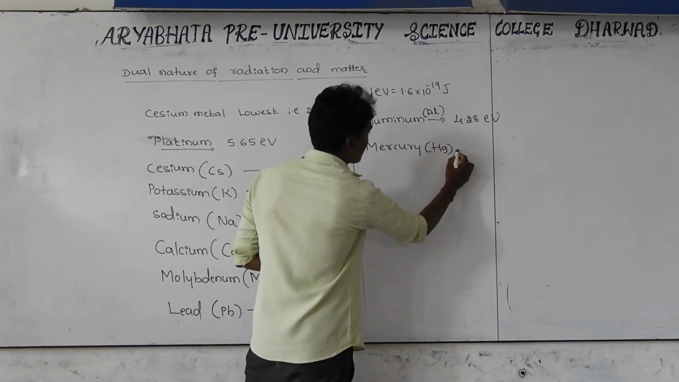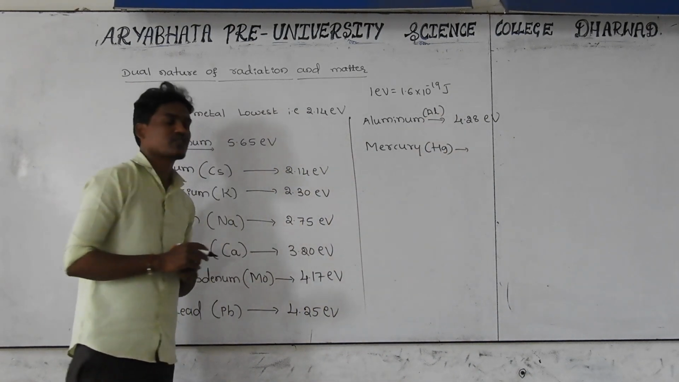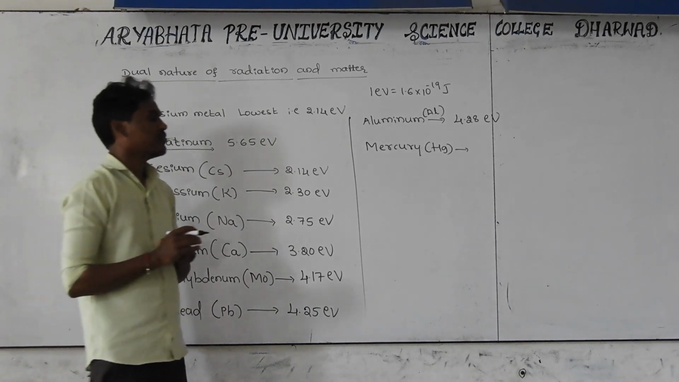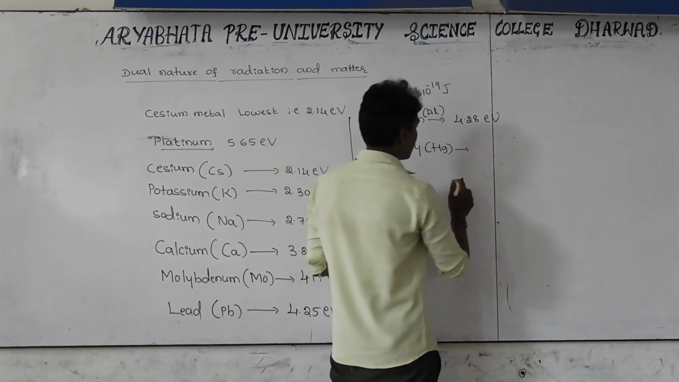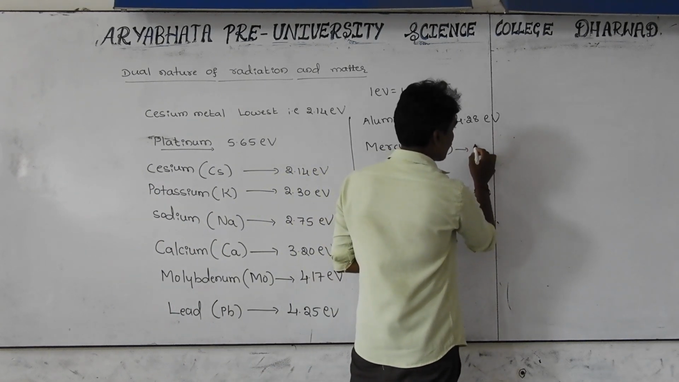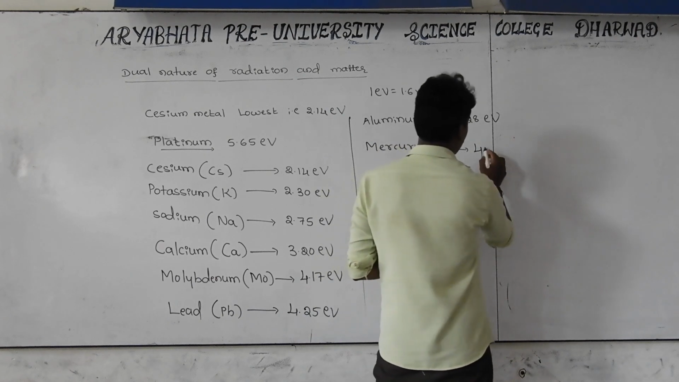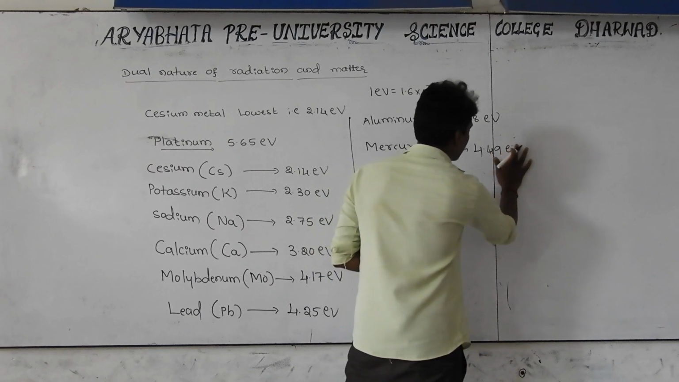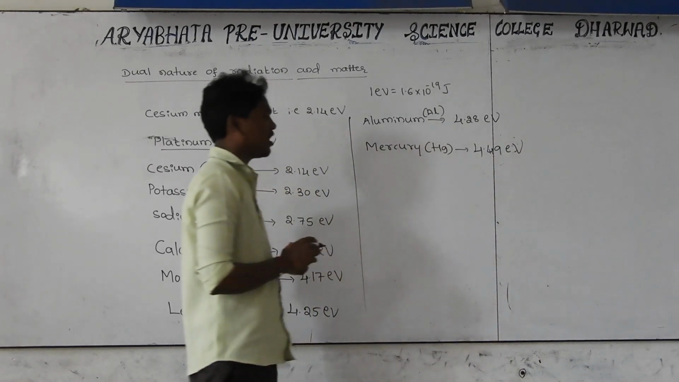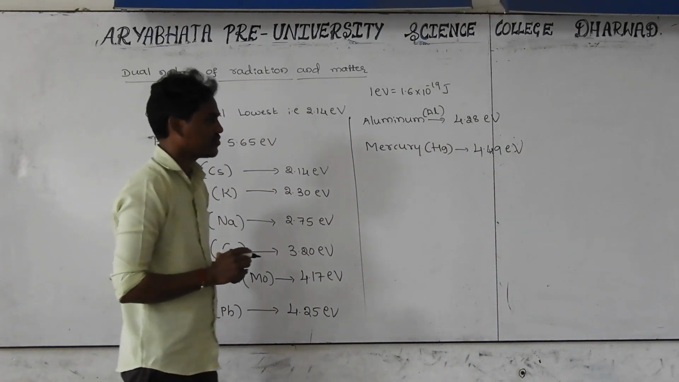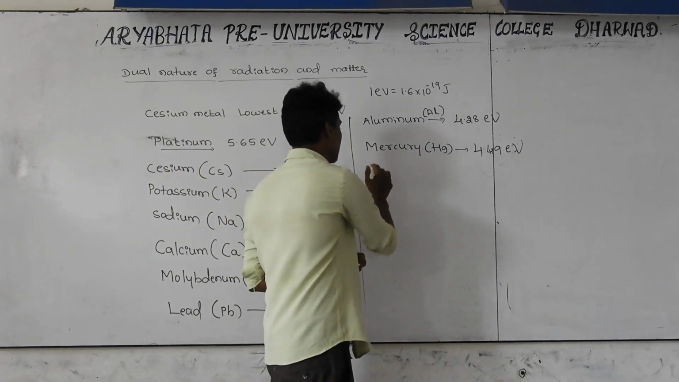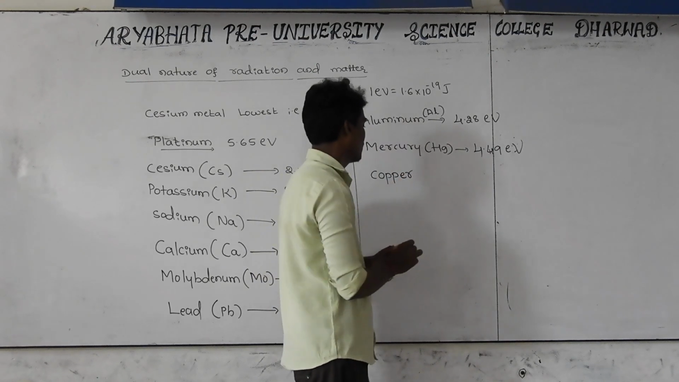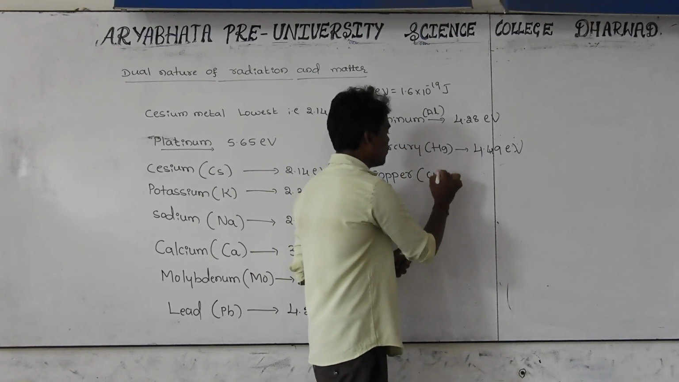This is Hg. In order to emit the electron from the surface of the metal, the electron has to receive the minimum energy. That energy is 4.49 electron volt. And the next metal, after mercury, is copper, indicated as Cu.